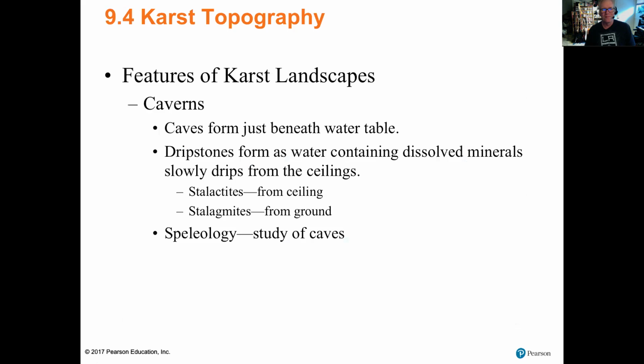But the most famous feature is the caverns, where you get these caves that are just beneath the water table, and the water drips down containing these dissolved minerals, and it drips down from the ceilings, and it starts to form these mineral growths. And if it's down, they're stalactites. If they're formed on the ground and reach up, they are stalagmites. And there's a special subfield of geology for that called speleology, which is the study of caves.